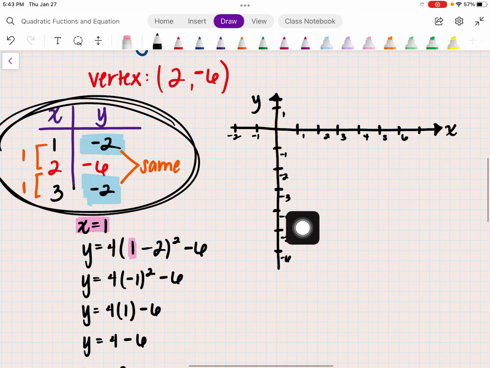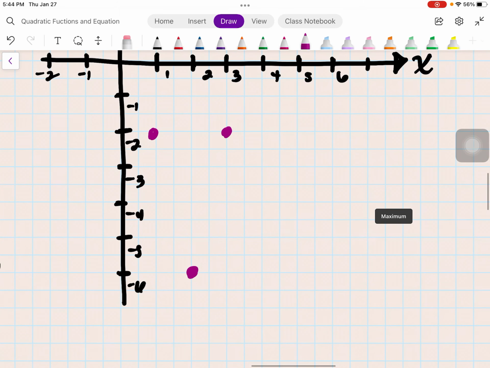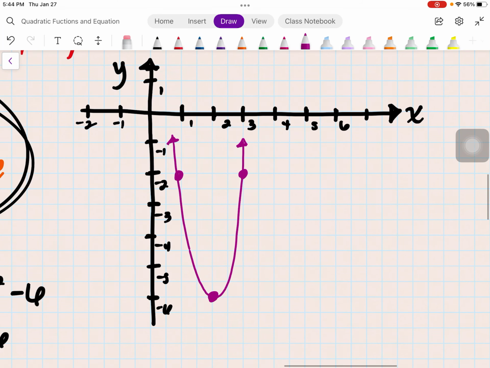So let's go ahead and start off with our vertex here, guys. Vertex is the point 2, -6, so which means we're going to be 2 to the right, down 6, which is here. Now the other point in this case is 1, -2, which is here, and 3, -2, which is there. So once again, guys, we have our vertex. Let's go ahead and connect our points. And in this case, our vertex here will be considered a minimum.